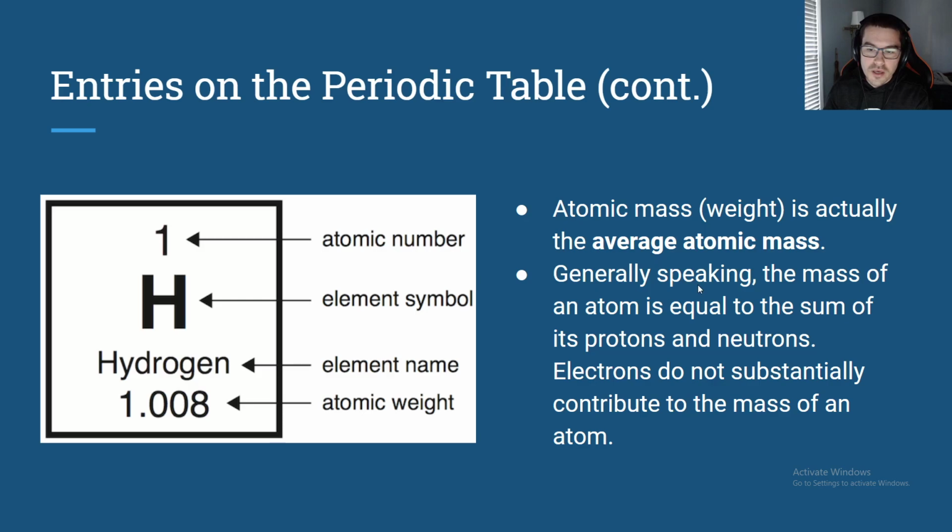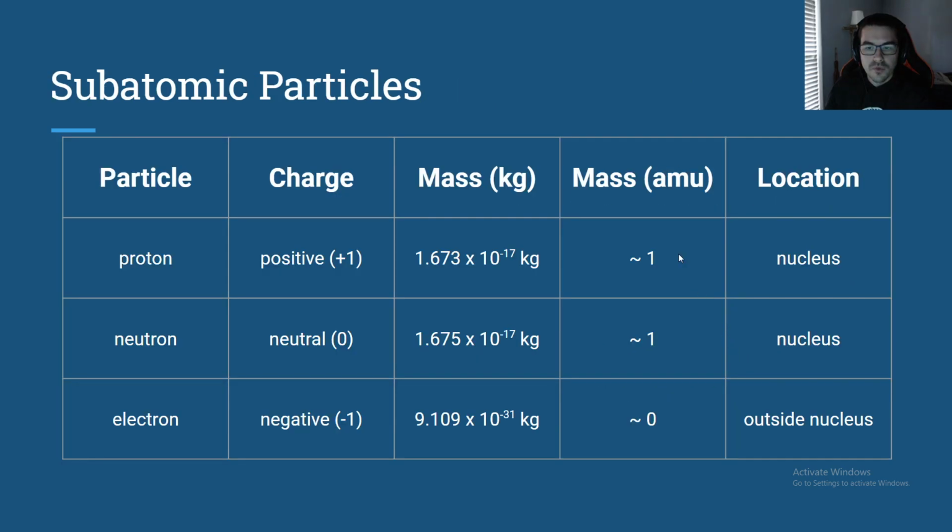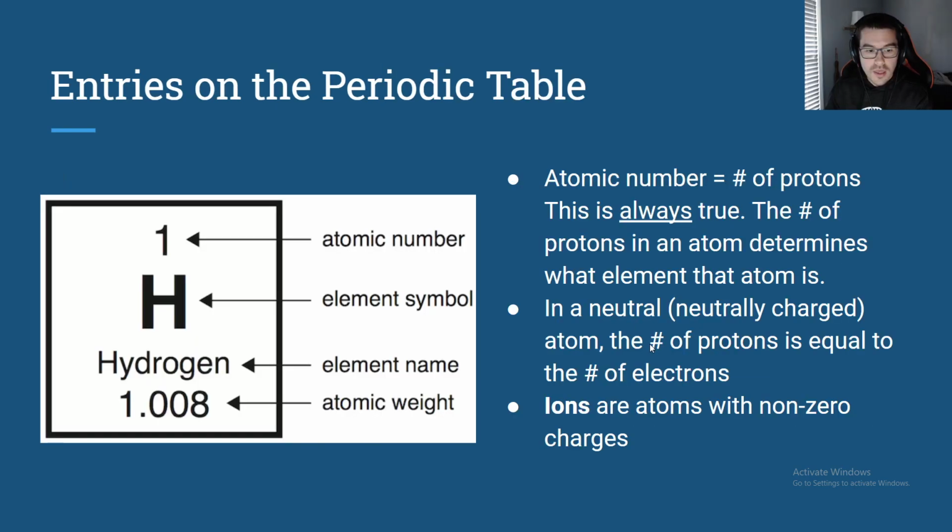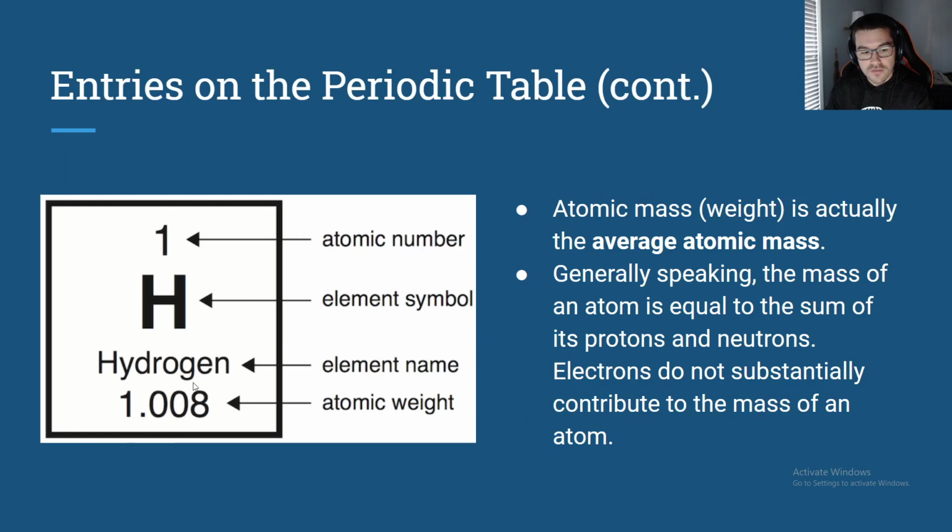Generally speaking, the mass of an atom is equal to the sum of its protons and neutrons. Okay? So go back here. Remember how we assigned the mass of a proton and the neutron to be 1 and 1. So basically all you have to do to figure out the number of neutrons, take this mass number, subtract the atomic number, right? So take this overall mass, subtract the number of protons, and that's how many neutrons there are.